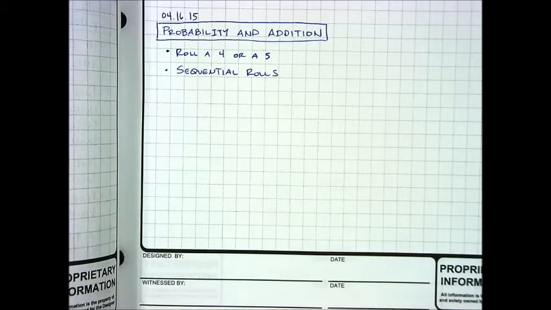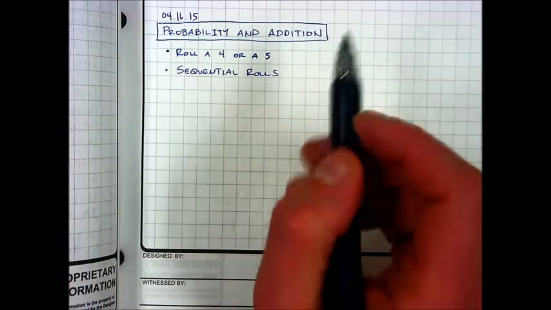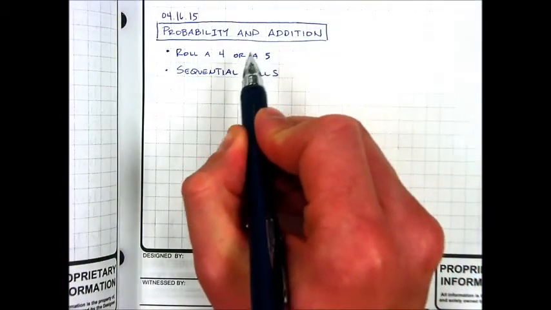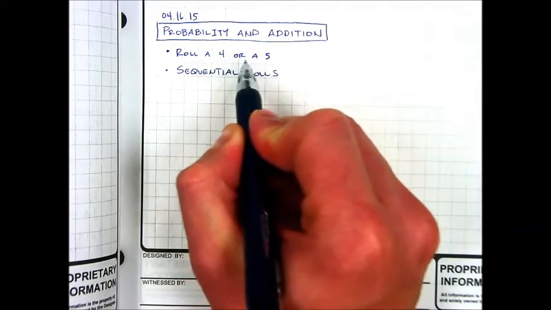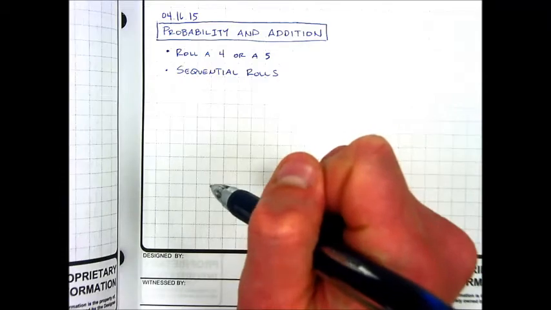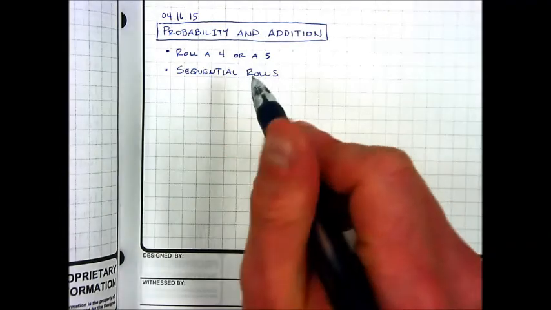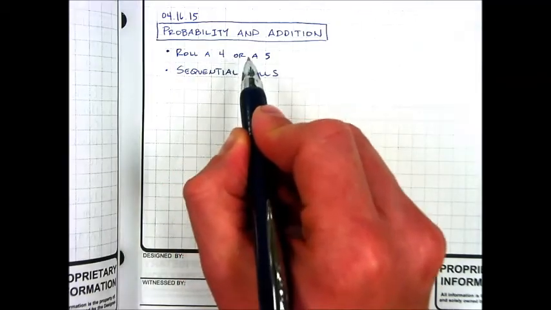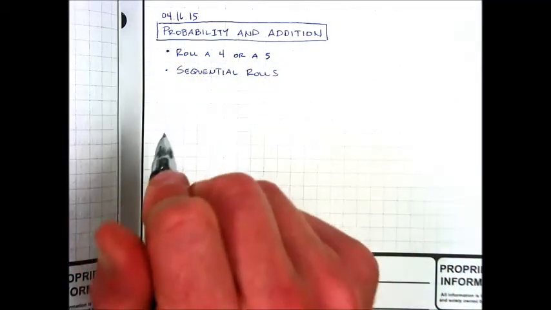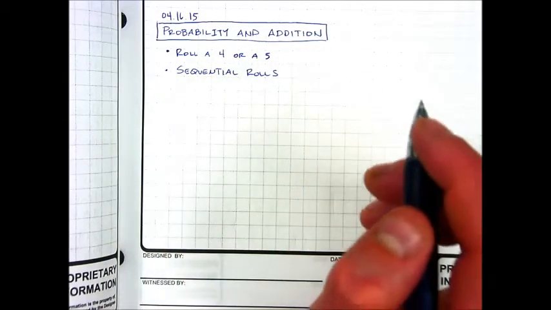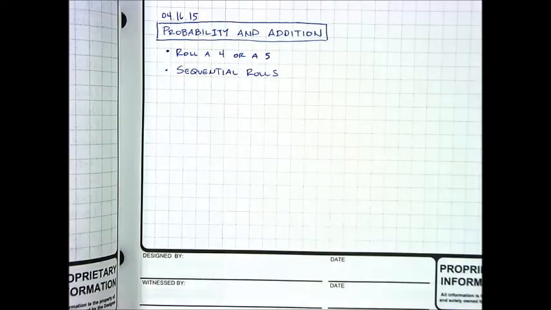All right, this time we're going to use probability and addition. In this case, we're again using a die, and we're calculating the probability of rolling a 4 or a 5. When we did the multiplication part, the probability of multiplication, we were discussing the probability of rolling a 4 and then a 5. Now we're doing the probability of rolling a 4 or a 5, and this is an addition property that we will look at.